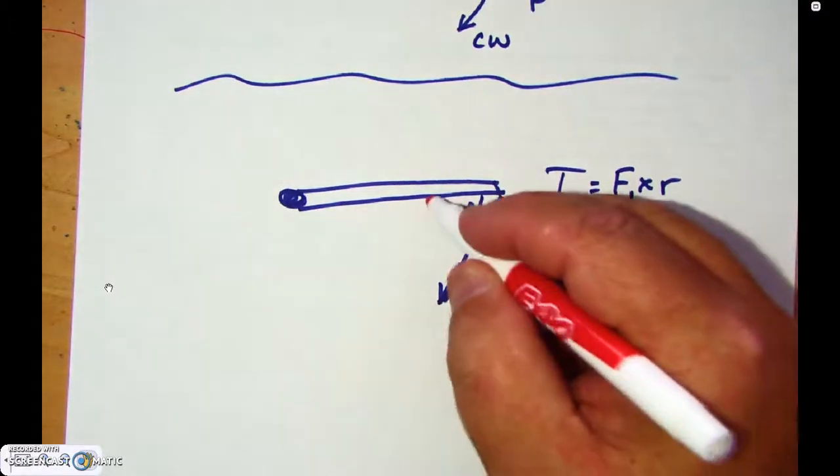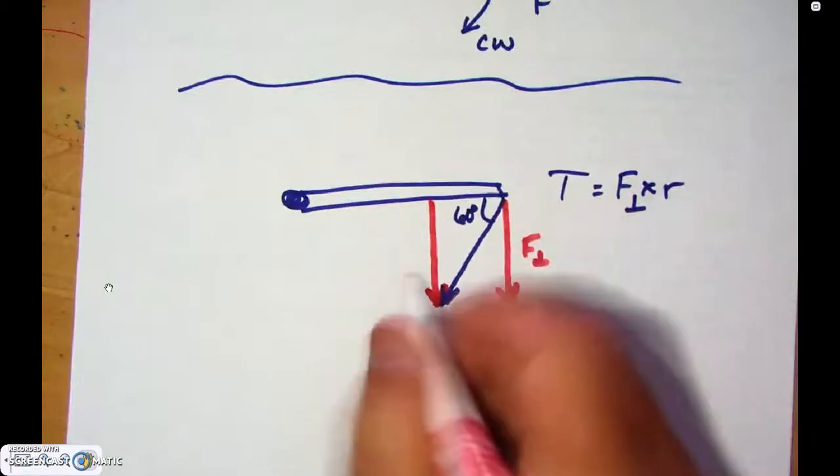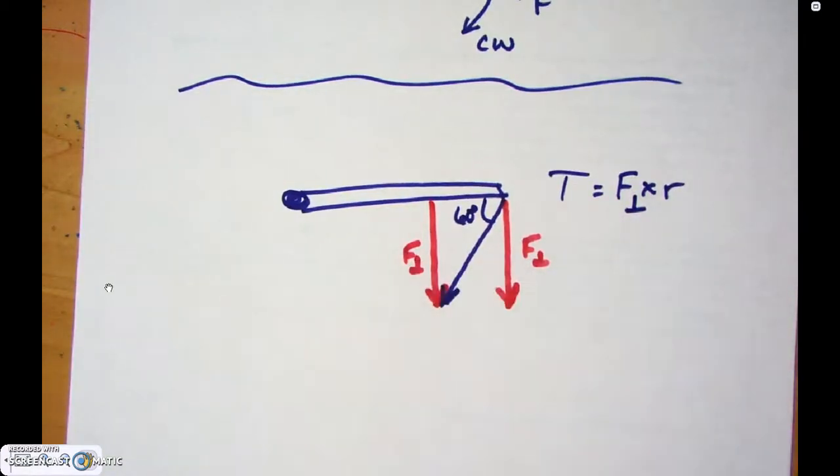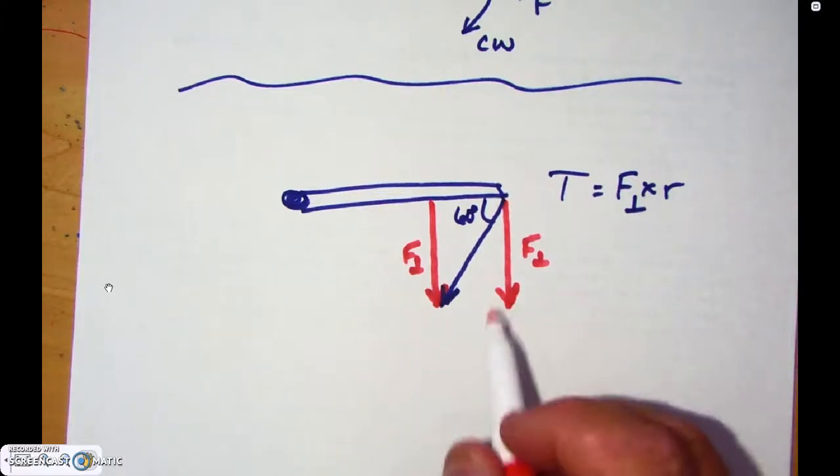So it's force perpendicular to the motion. Now you can also draw it over here. It really doesn't matter which place you draw it. Right there it would be the force perpendicular to the motion. You can do it that way. Either one would work, and you would have the same value.